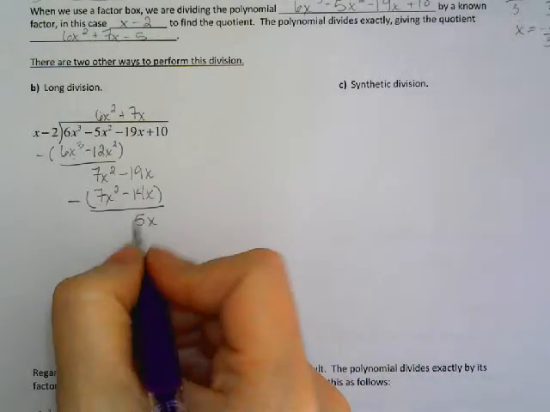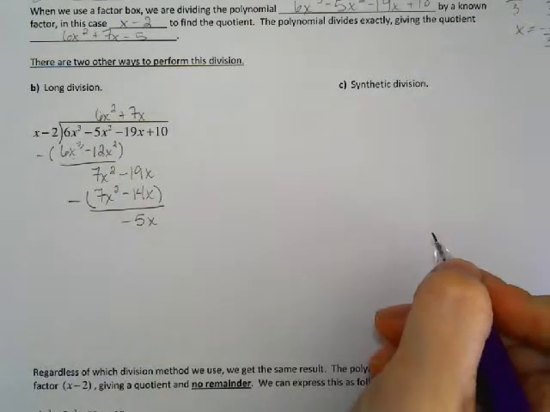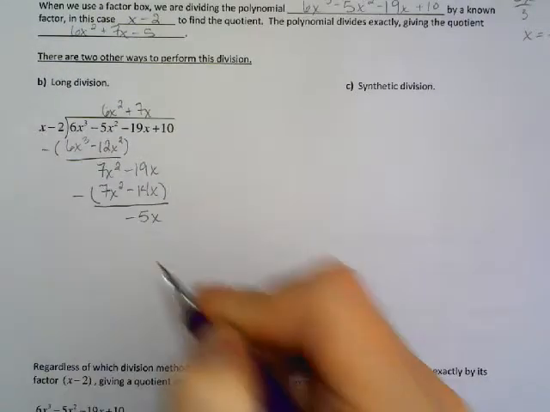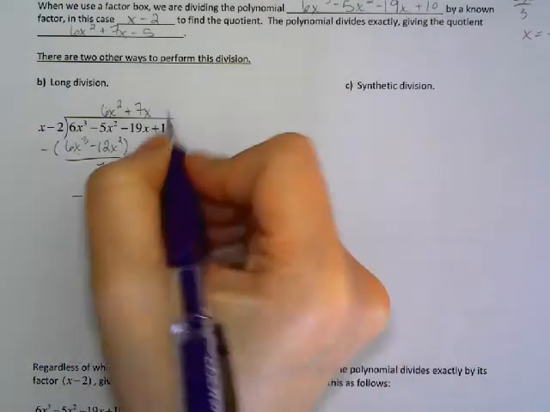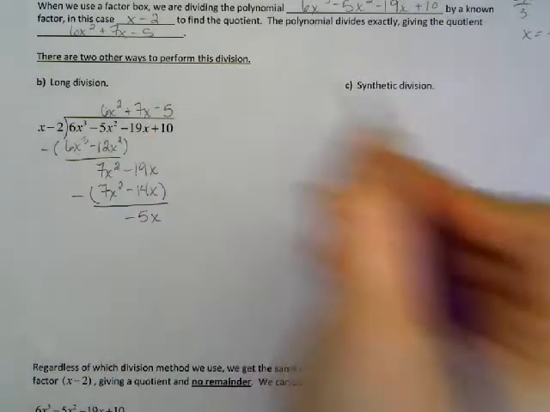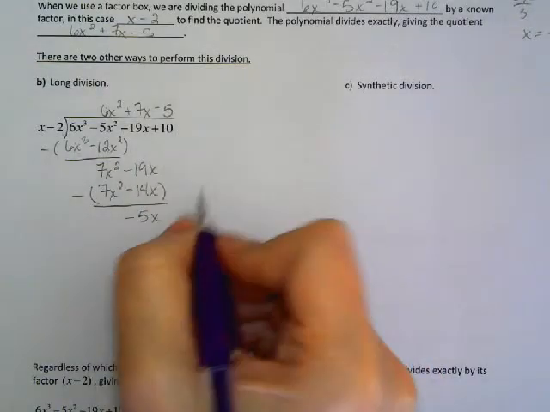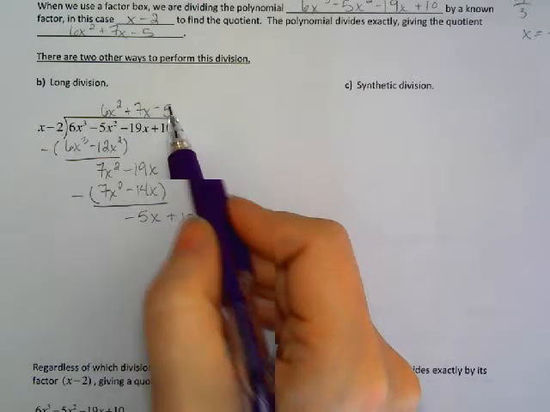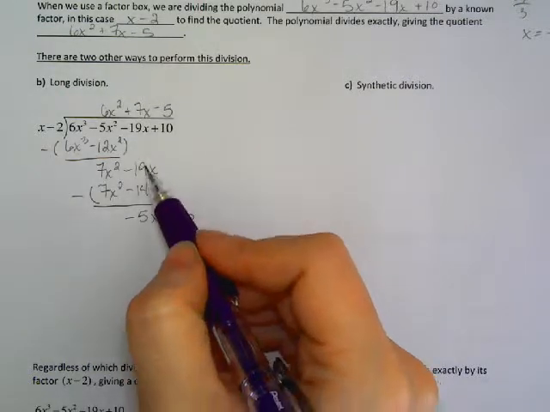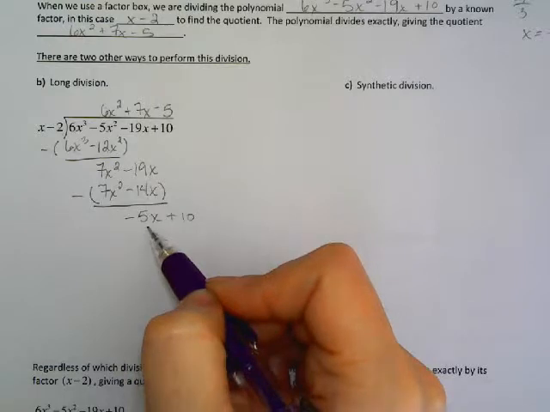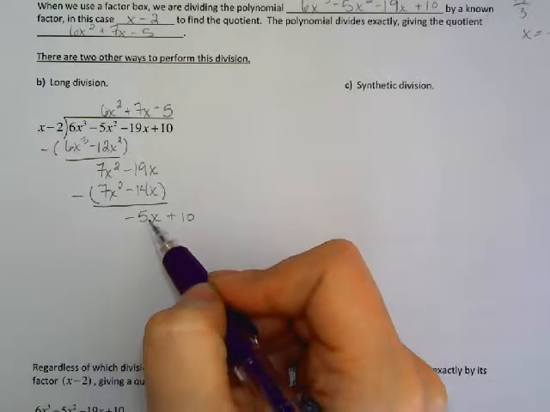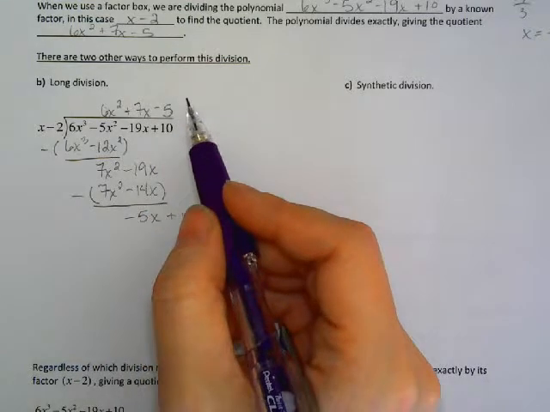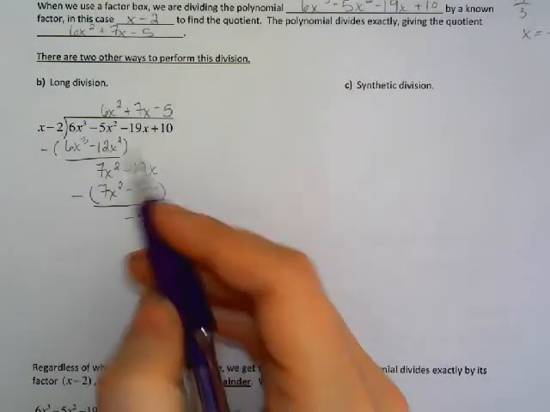So negative 19x plus 14x would give us negative 5x. So we put the negative 5 up here. Drop down this plus 10. Negative 19x plus 14x gave us a negative 5x. Negative 5x divided by x gives us negative 5. And we multiply again, negative 5 times x.